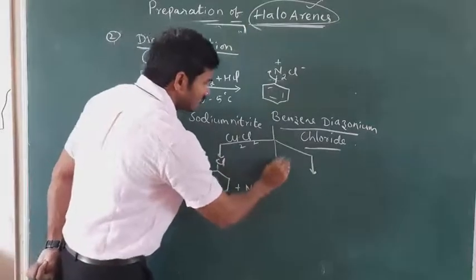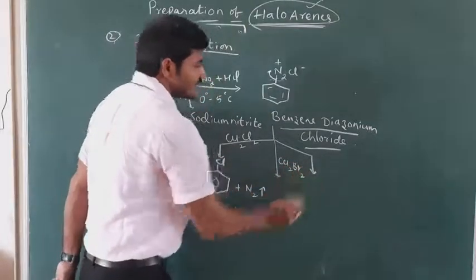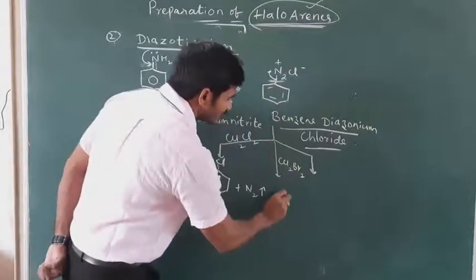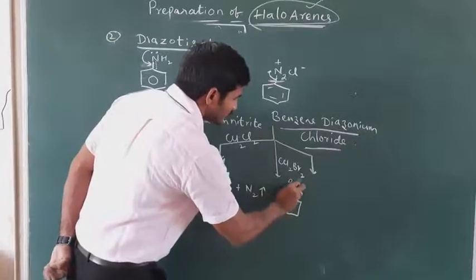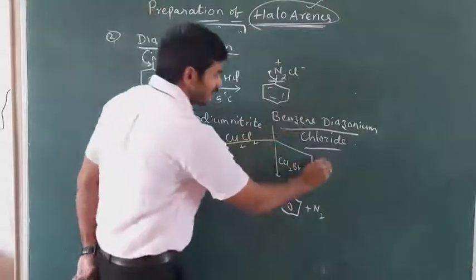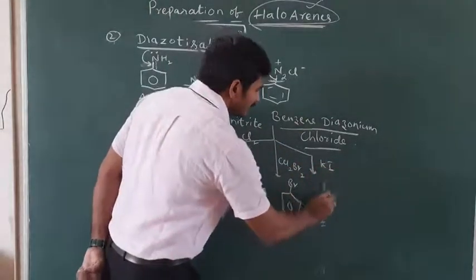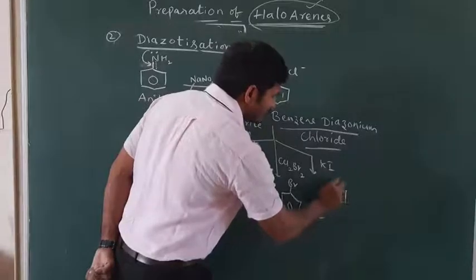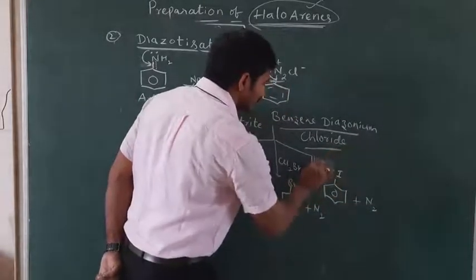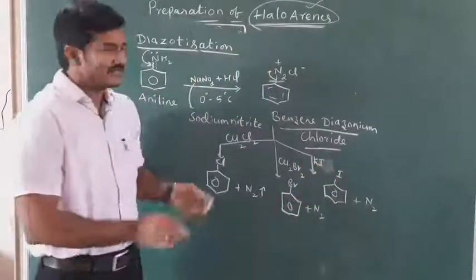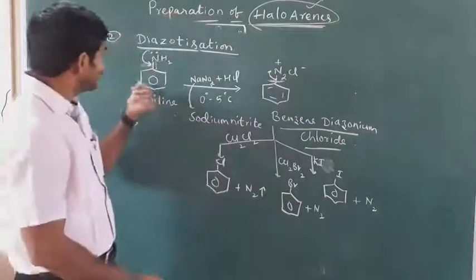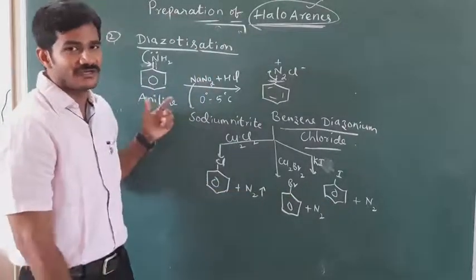If I add Cu2Br2, we can break this bond easily, and the group substituted is bromine. We get bromobenzene plus N2 gas. If I add KI, potassium iodide, the negative part is iodine, so we get iodobenzene plus N2 gas. Like that we can easily break this bond and prepare the halo rings, compared to direct substitution from aniline.